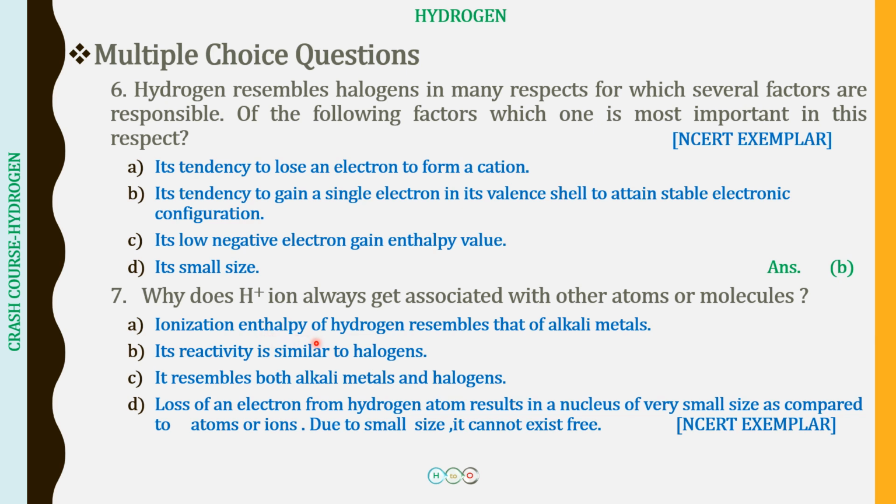So in this respect, the ionization enthalpy of hydrogen is going to be similar to that of halogens, which also have high ionization enthalpy values. The reactivity, well, it is going to be similar in some cases to halogens, and in some cases to alkali metals. It is going to resemble both alkali metals and halogens. So this is also correct as far as halogens are concerned. But as far as this question is concerned, the correct choice is going to be D. And this is also a question which has been asked in the NCERT exemplar.